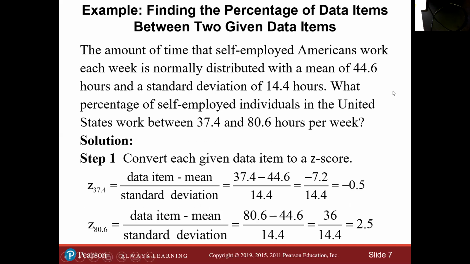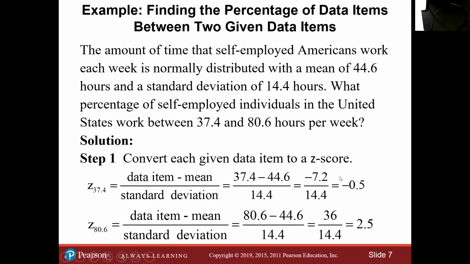So in this example, we're talking about self-employed Americans who work a mean of 44.6 hours with a standard deviation of 14.4 hours. What percentage of self-employed individuals work between 37.4 and 80.46 hours? These are the two data points we want to see in between. We run the z-score formula twice, once for each of those data points. Now, this first one is negative because it's below the mean, and that's okay.